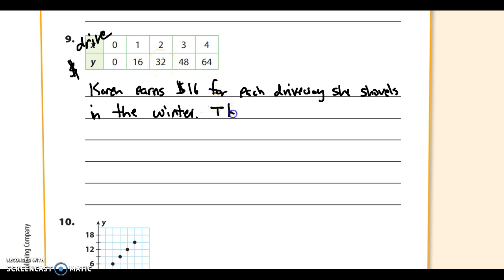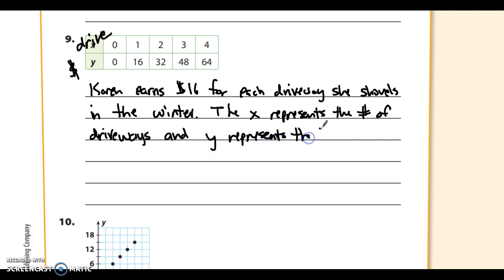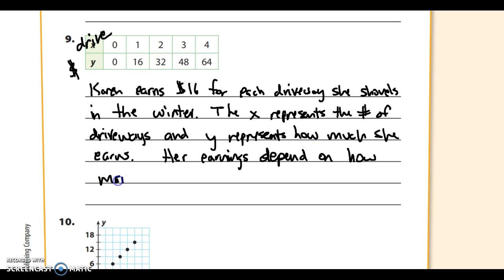So we're going to say the x represents the number of driveways and y represents the amount of money she earns. I'm going to say it represents how much she earns. And the last one is they want us to say which depends on what? Her earnings depend on how many driveways she shovels. Cool. If you need to, you can hit pause, copy my answer for number 9, or you can make up your own as long as it has kind of the same ideas. All right, let's check out the next one.